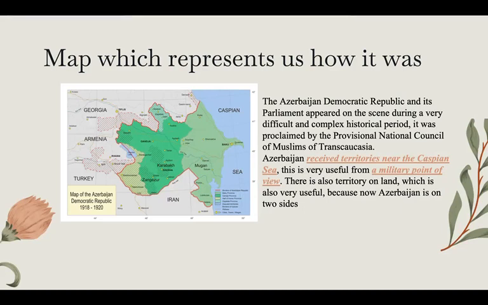Azerbaijan received territories near the Caspian Sea, and this is very useful from a military point of view. There is also territory on land, which is also very useful because now Azerbaijan is on two sides.